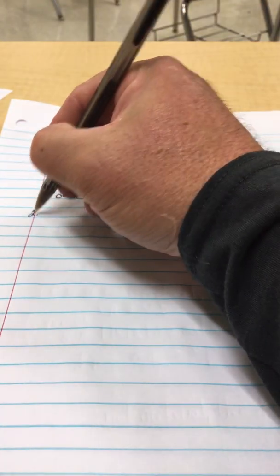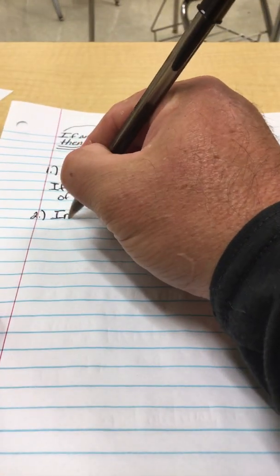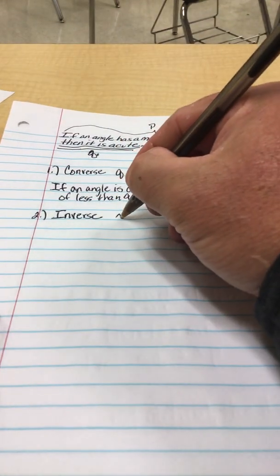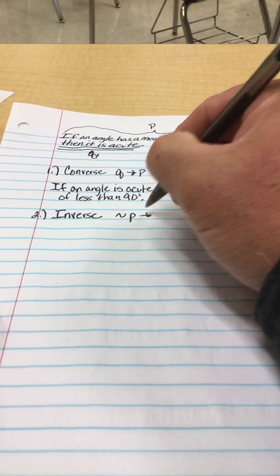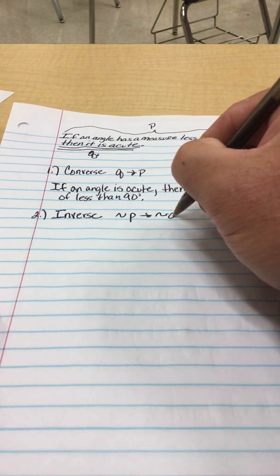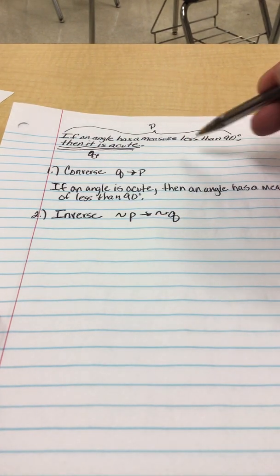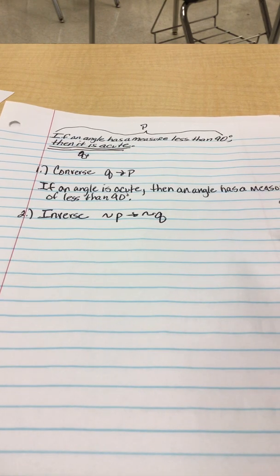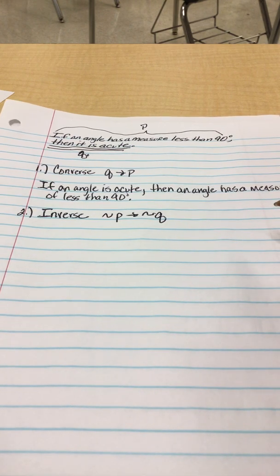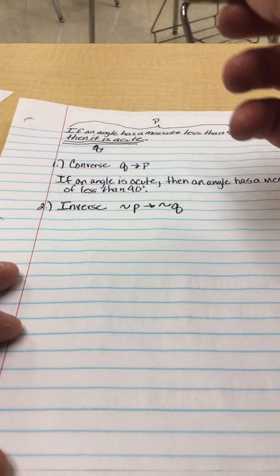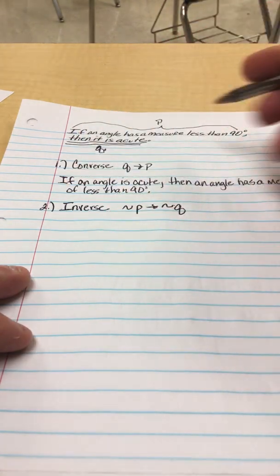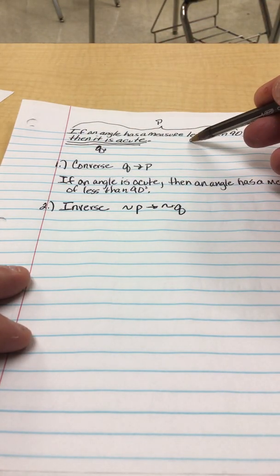Number 2, we're going to write the inverse. So now we're going to negate P implies Q. We're going to do this up here, and we're going to add the word not into it. Press pause, take a few seconds to do that, then come back. All right, now that you're back, here we go. We're going to keep the same statement, except we're going to add the word not.